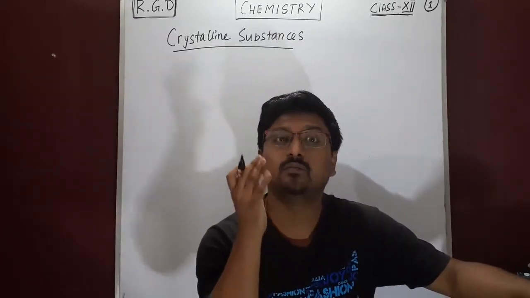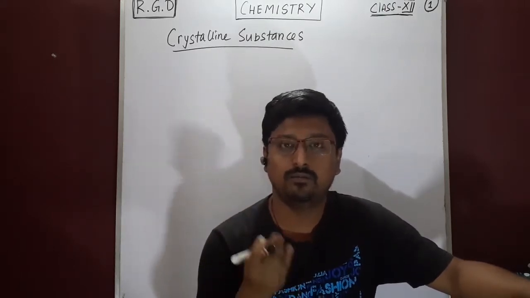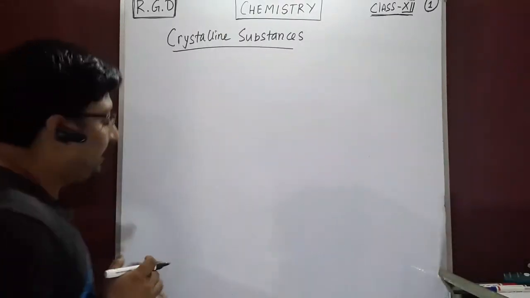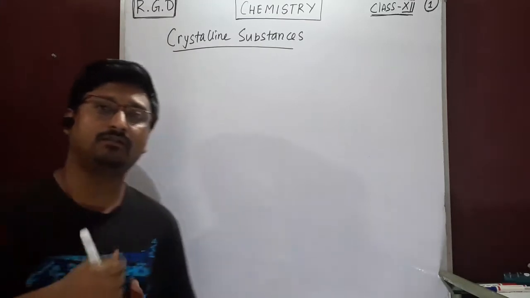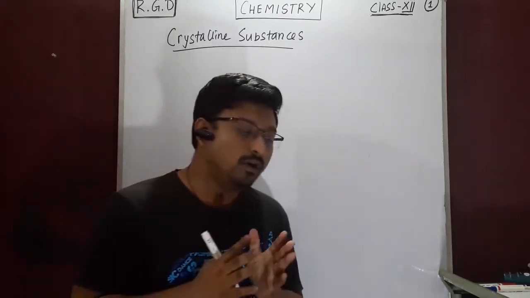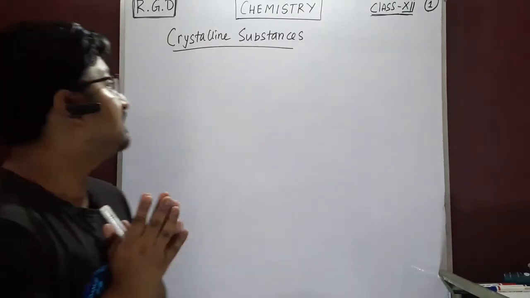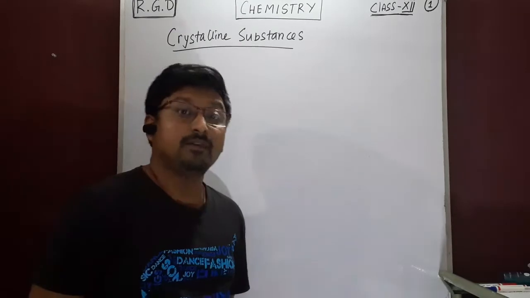Their nature depends on the molecular things: non-polar, polar, metallic, ionic, covalent network. From now onwards, in this and maybe a couple of lectures, what I will talk about is the structure of the crystalline substances. Now, the structure is very much important.